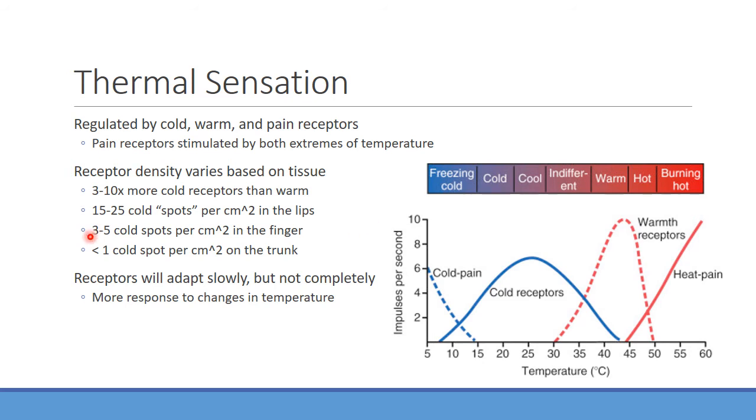So for instance, on the lips, you have a ton of 15 to 25 cold spots per centimeter squared, so you can detect heat and cold very well there, versus something like on the finger, maybe only 3 to 5 cold spots per centimeter squared, and for something like on the trunk, very few cold fibers there. Okay, so the hands are going to be a little bit more sensitive, the lips even more sensitive to that. And we'll see that the receptors can adapt slowly, but they'll never adapt completely, right?